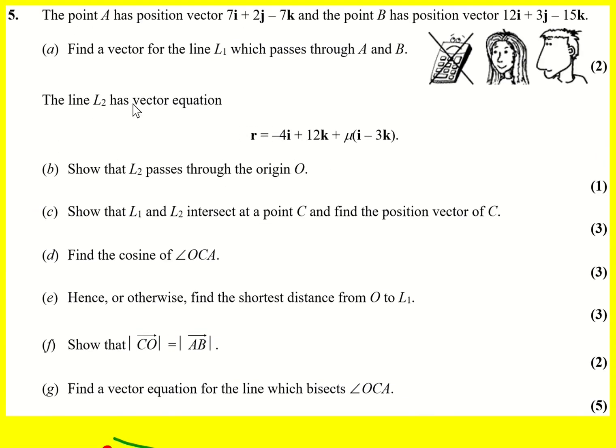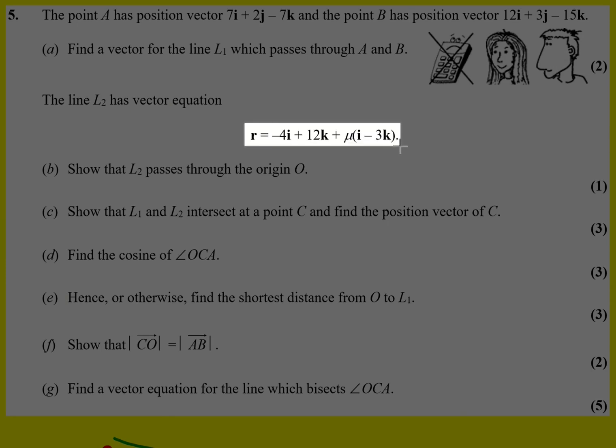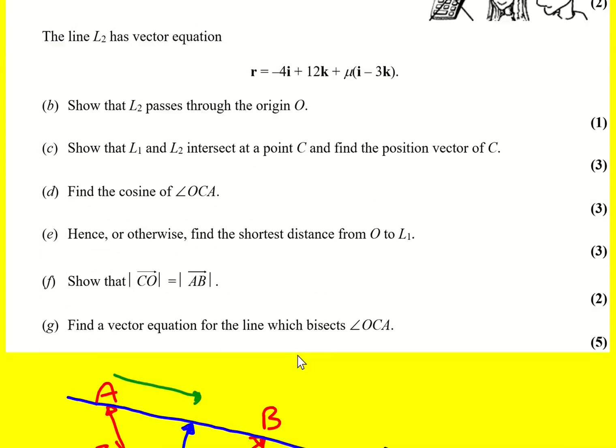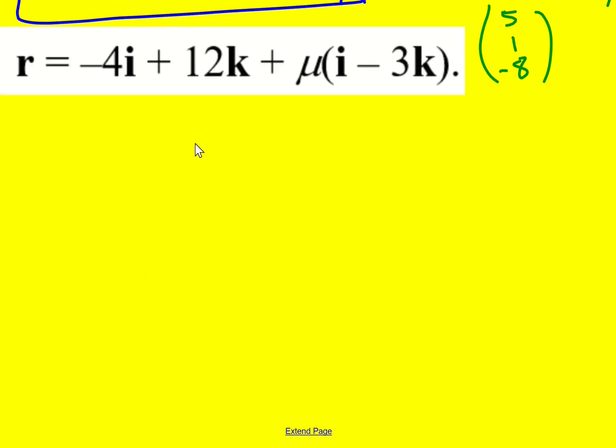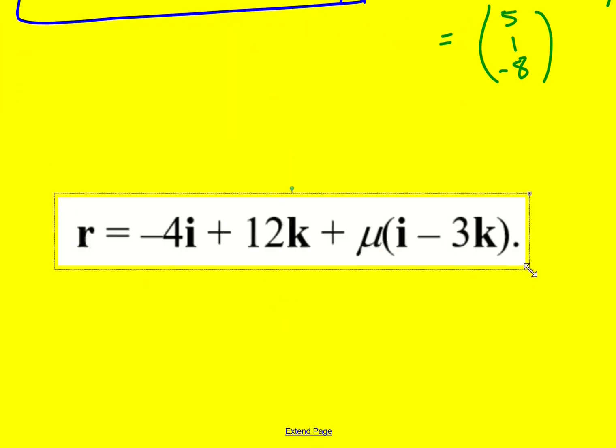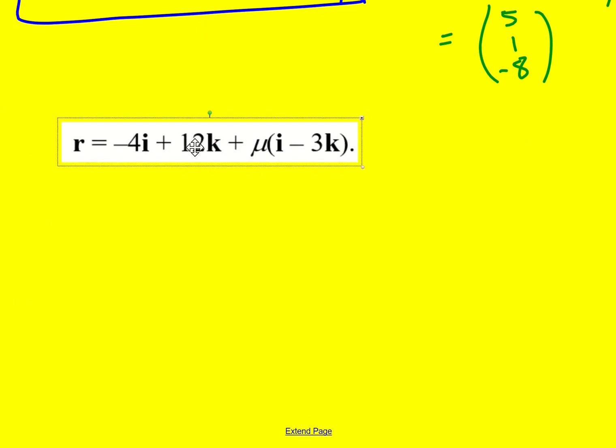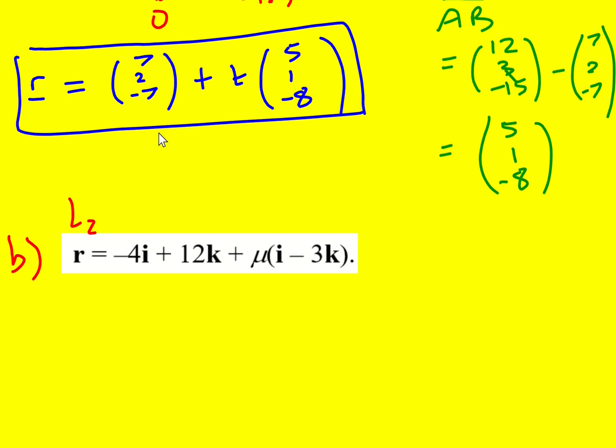Looking up now, we have another vector equation of a line. So this is for L2. And we're asked to show that L2 passes through the origin. I'm going to write it in component form. So remember, it's i, j, k.